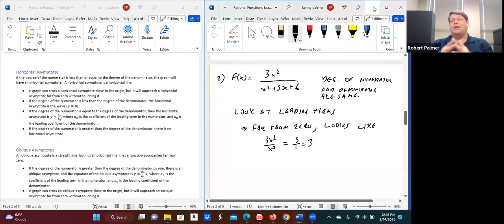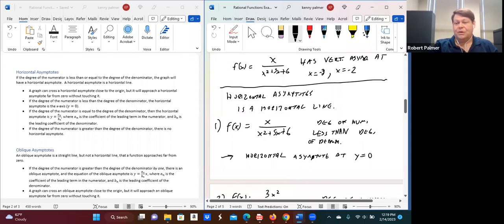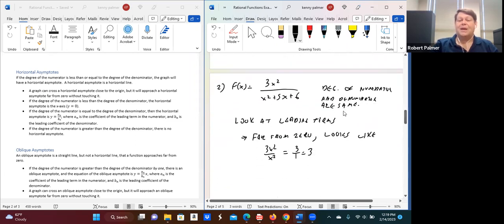Now, we have a horizontal asymptote, so let's review. If the degree of your denominator is bigger than the degree of the numerator, like it is here, then your horizontal asymptote is the x-axis, y equals 0. If the degree of numerator and denominator is the same, then you look at your coefficients in front, and this coefficient divided by that coefficient gives you the value of the horizontal asymptote.